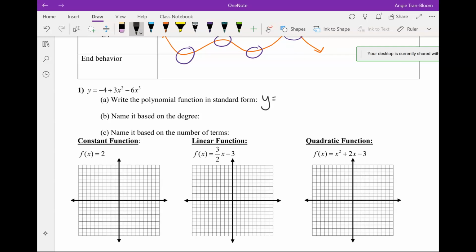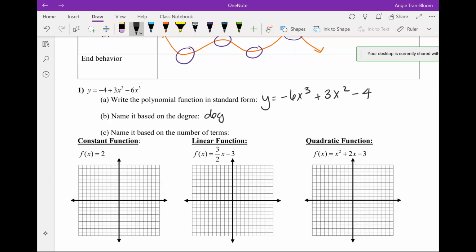Y equals, what is the term with the highest degree? Good. Negative 6x cubed. What's your next term? 3x squared. Plus 3x squared. And the final term would be negative 4. Good job. So that's how we write it in standard form. Highest degree first. Name it based on the degree.